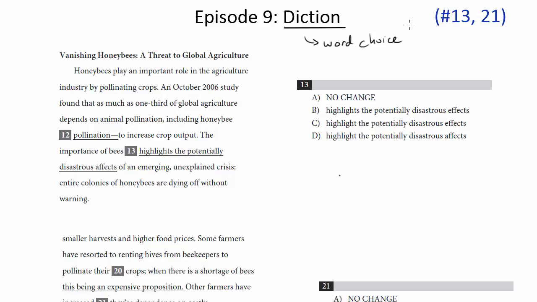So, as we're going to see in number 13, for example, the difference between effect with an E and affect with an A. That's the kind of question you're going to see. And you've got to make sure that you're using the right form. So let's take a look at 13.